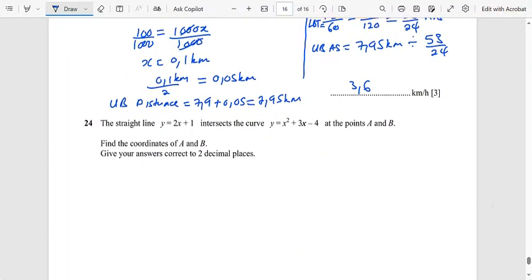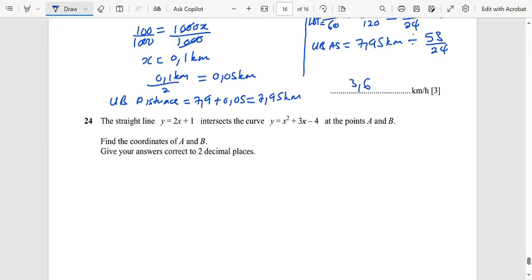In question number 24, the straight line y is equal to 2x plus 1 intersects the curve y is equal to x squared plus 3x minus 4 at points A and B. Find the coordinates of A and B, giving your answer to 2 decimal places. So diagrammatically, I would have to understand that this is the curve y is equal to x squared plus 3x minus 4, and a line y is equal to 2x plus 1. So they intersect at point A and point B.